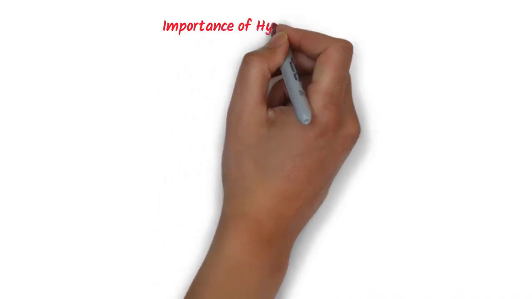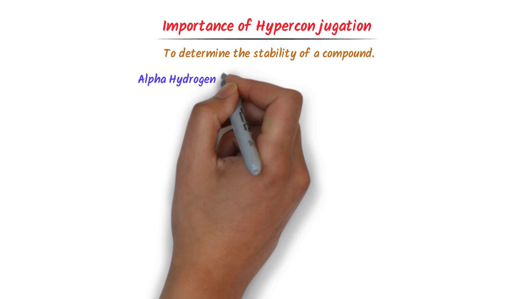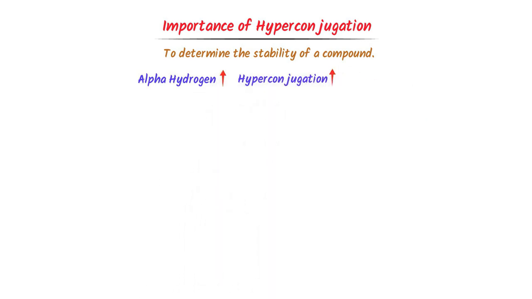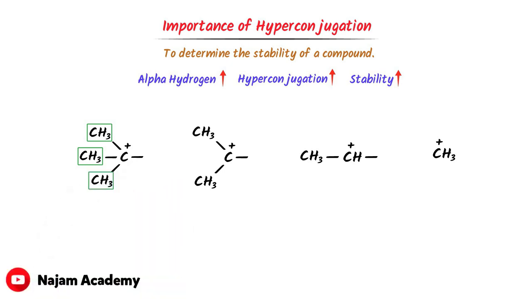Now let me teach you the importance of hyperconjugation. Well, hyperconjugation helps us to determine the stability of a compound. I mean, the more alpha hydrogens, the more hyperconjugation and the more stability. For example, consider these carbocations. Which is more stable? Well, we can see that this is an alpha carbon, this is an alpha carbon, and this is also an alpha carbon. Each alpha carbon has 3 alpha hydrogens. Hence, there are 9 alpha hydrogens.